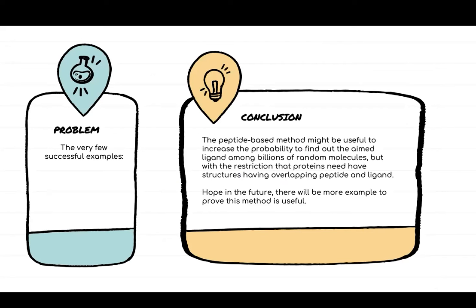Except for the problem that there are too few successful examples, we could say that the peptide-based method might be useful to increase the probability to find the right ligand among billions of random molecules, but with the restriction that proteins need to have structures having overlapping peptide and ligand. Hope in the future there will be more examples to prove this method is useful.